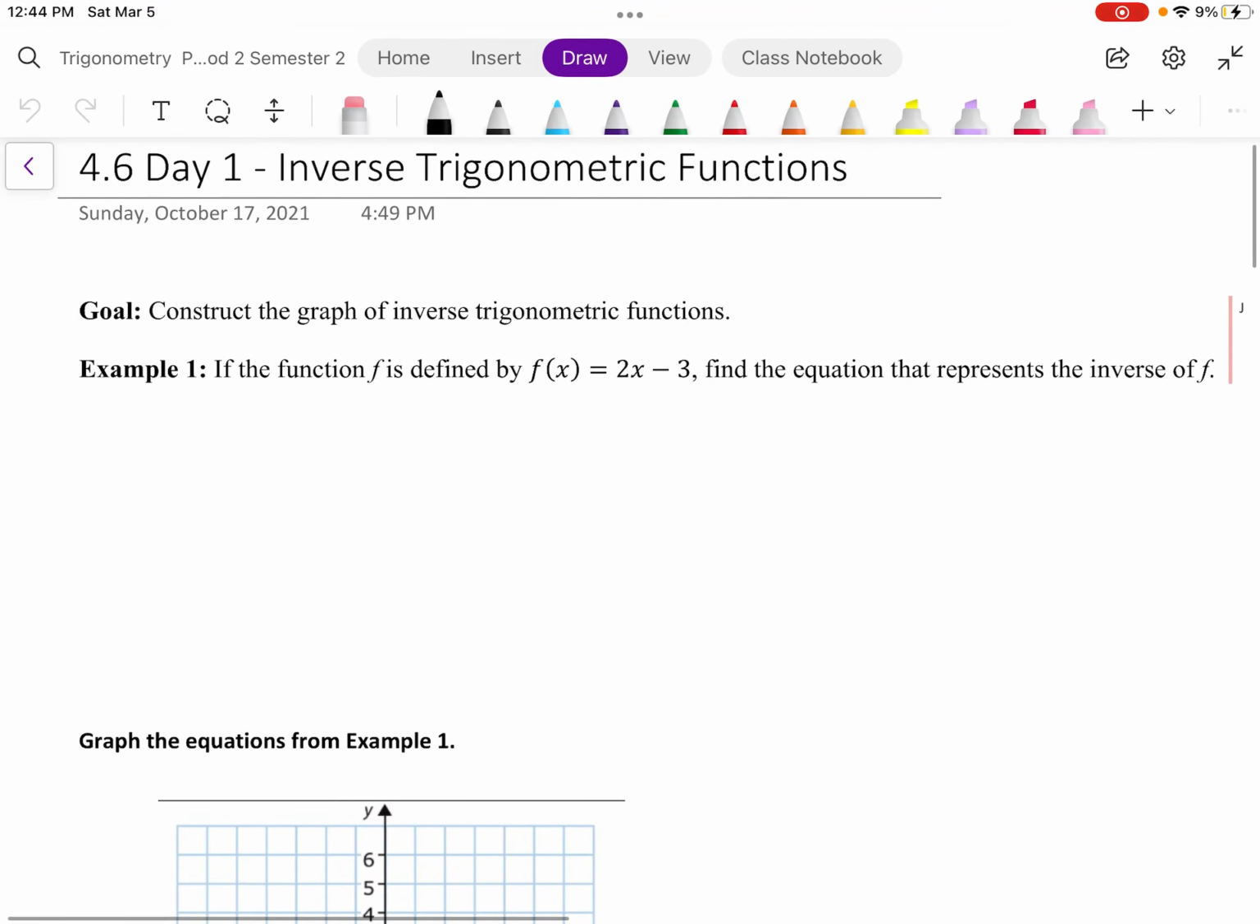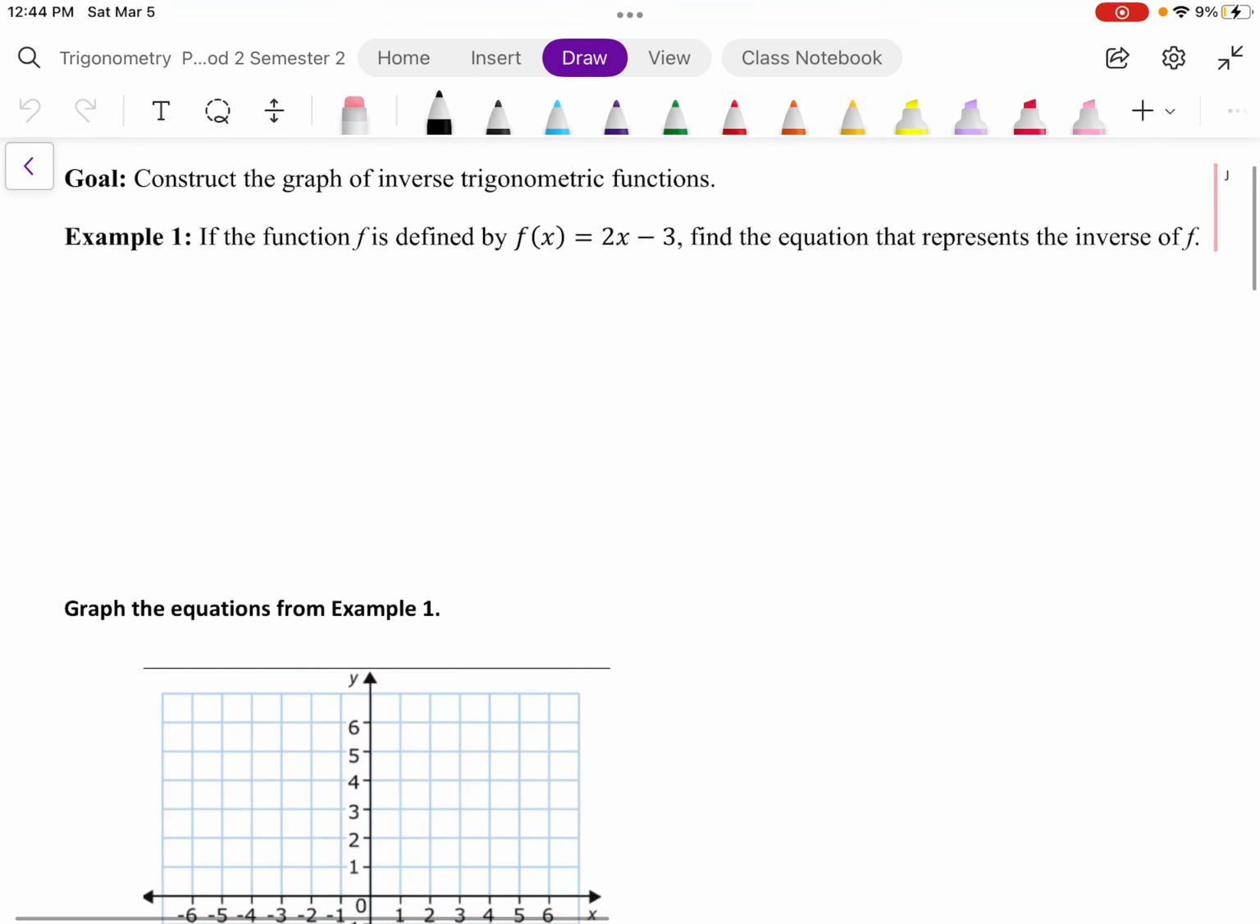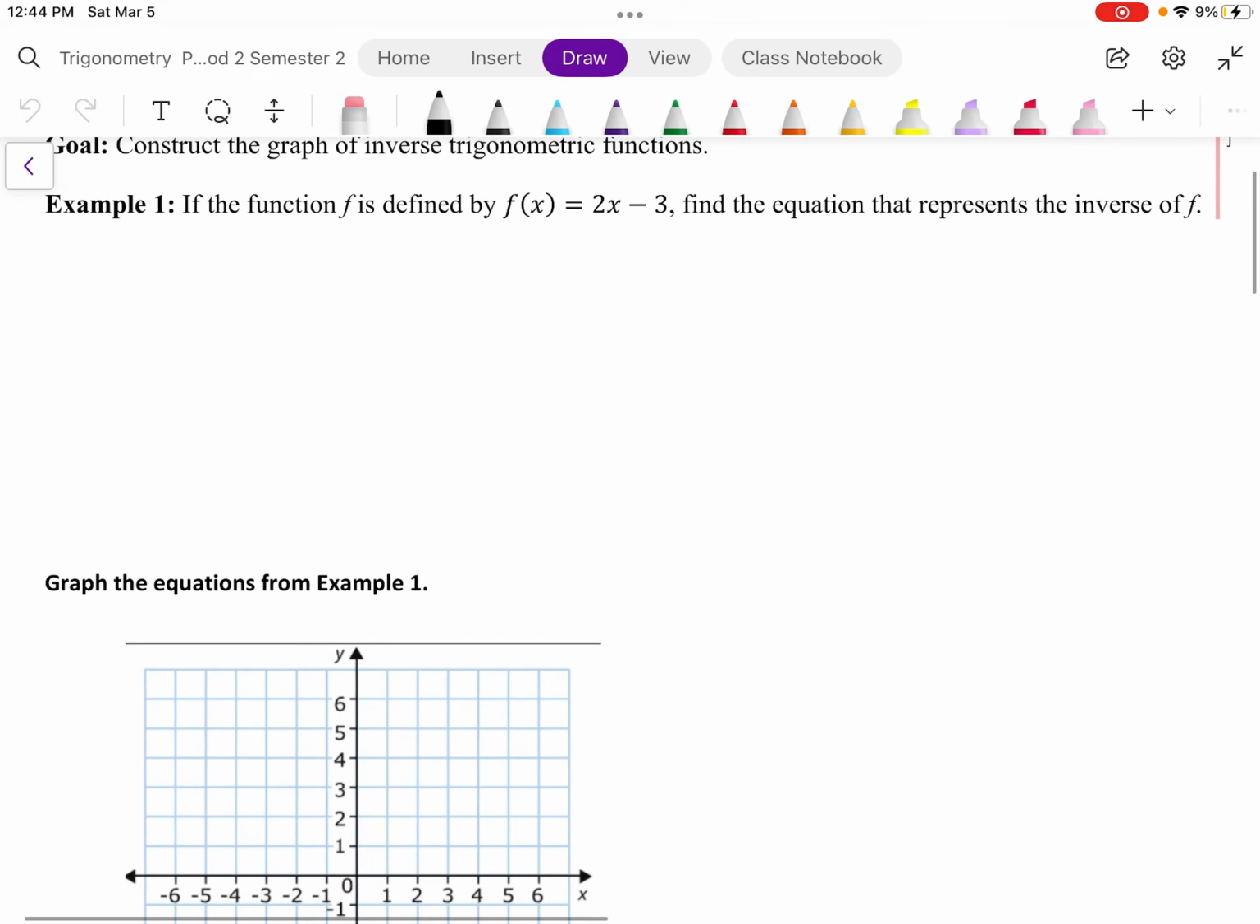4.6 day 1 is on inverse trig functions. So our goal today is to construct the graph of inverse trigonometric functions. Starting off with example 1, if the function f is defined by f of x equals 2x minus 3, we're going to find the equation that represents the inverse of f.